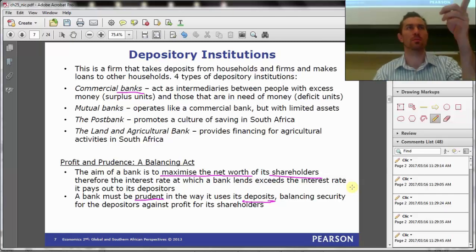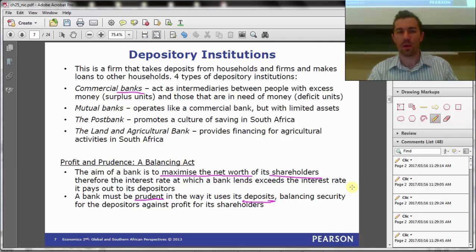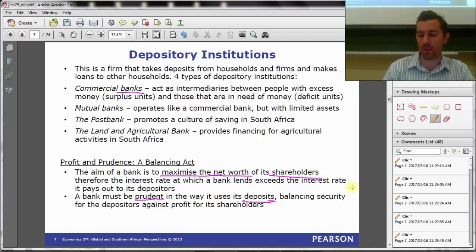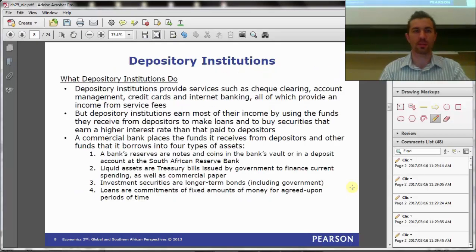Is that a question? No? Okay, so anyway, profit versus prudence, it's a balancing act. The bank needs to manage its operations, because if it doesn't, it's pretty easy for a bank to go out of business. Something that is a liquidity crisis can quickly become an insolvency crisis.